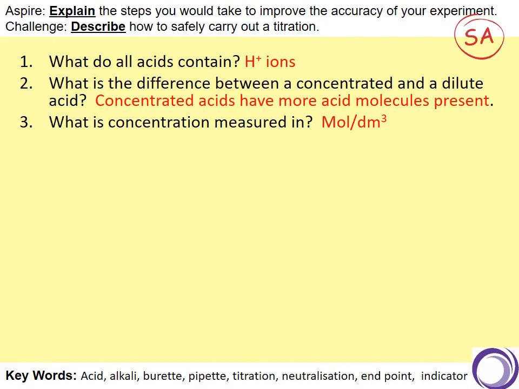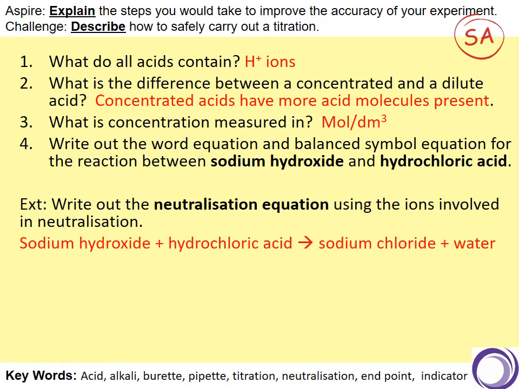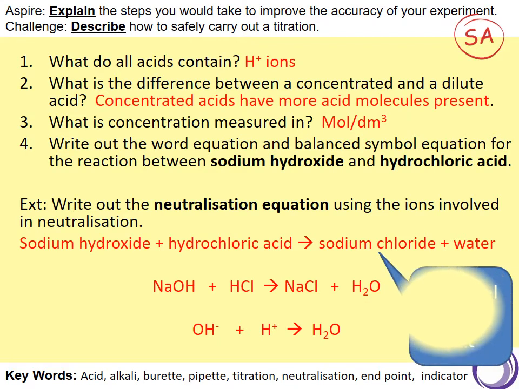And the word equation for the reaction between sodium hydroxide and hydrochloric acid is sodium hydroxide plus hydrochloric acid produces sodium chloride plus water. There's the symbol equation, and for those of you who attempted the extension, the neutralization equation showing only the ions that are used in neutralization is OH- plus H+ forming H2O. And just a reminder that in this equation, sodium chloride is a neutral soluble salt.